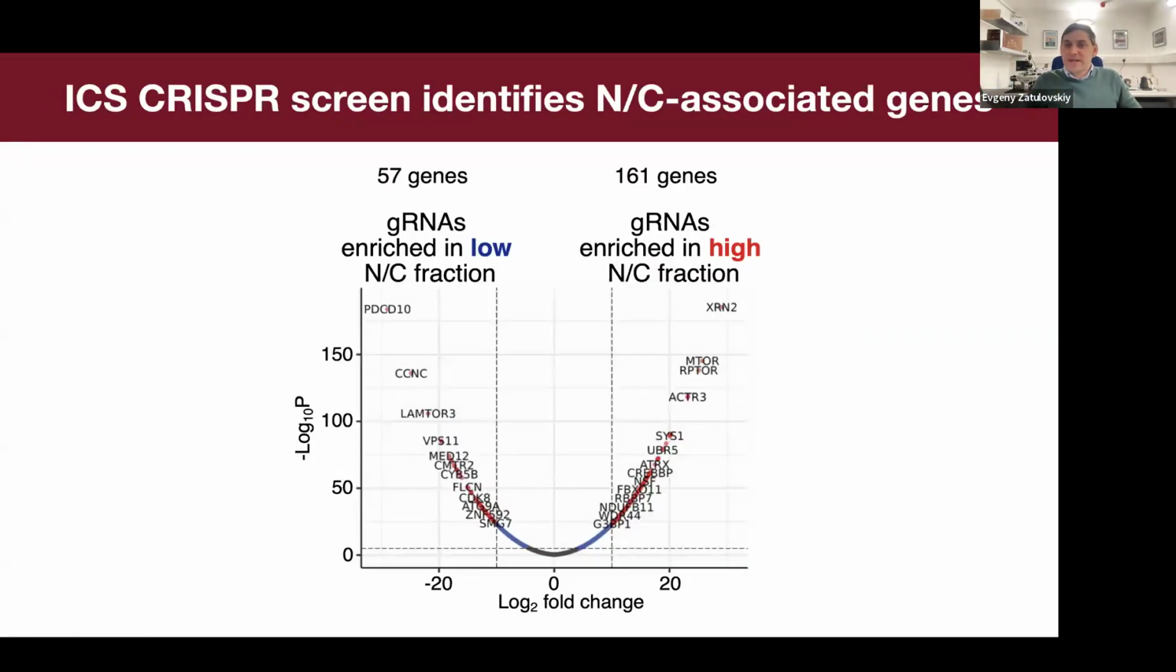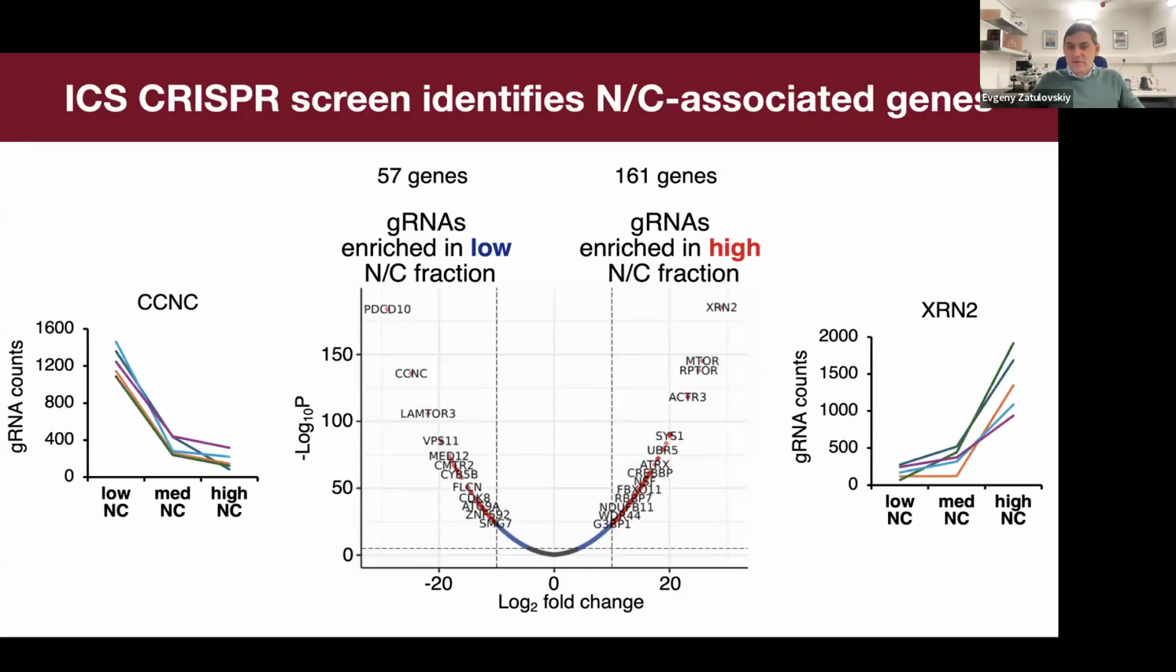And from the bioinformatics analysis, we've been able to identify a few dozen genes that were enriched in low NC and high NC cells. And for those high confidence hits, it was very clear that in each of the 5 sublibraries, there was a clear trend. For example, here, in all 5 sublibraries, this guide was enriched in high NC cells, but depleted in low NC cells.